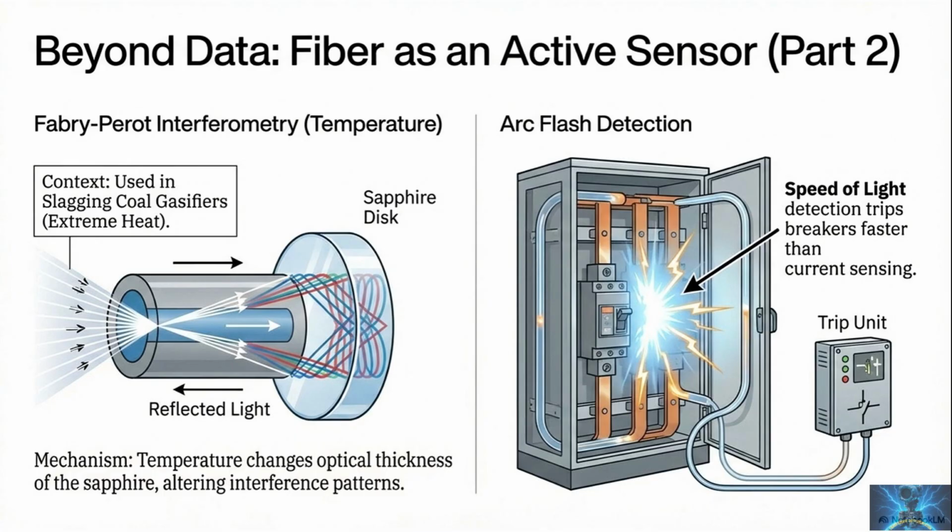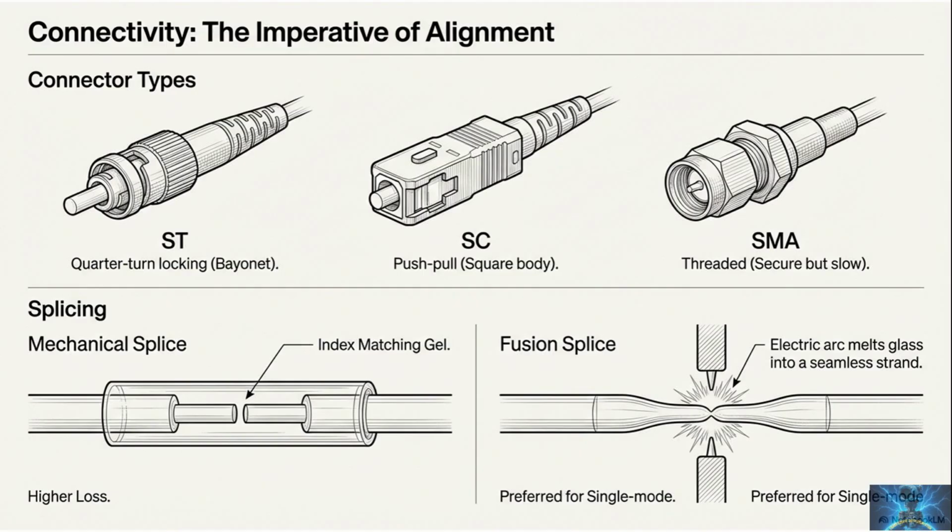Arc flash emits intense light instantly. A fiber-based detection system can trip breakers faster than waiting for current-based detection to react, reducing damage and improving safety. The core idea is that fiber sensors can be fast, electrically immune, and deployable in places where electronics would not survive.